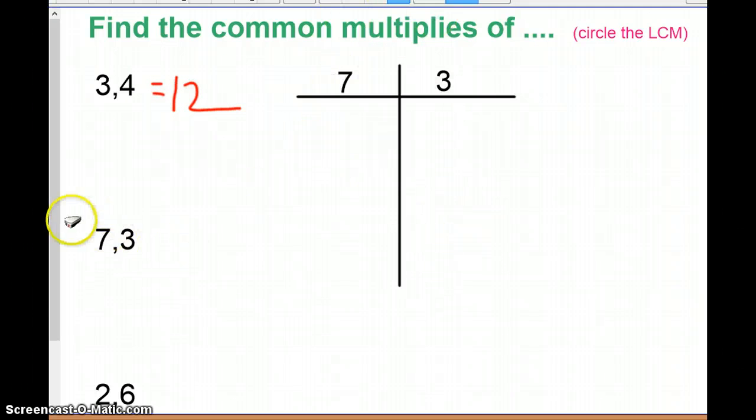Okay, now I'd like you to try on your own to find the common multiples of 7 and 3, and then go ahead and circle the LCM. So pause the video, please list your multiples.